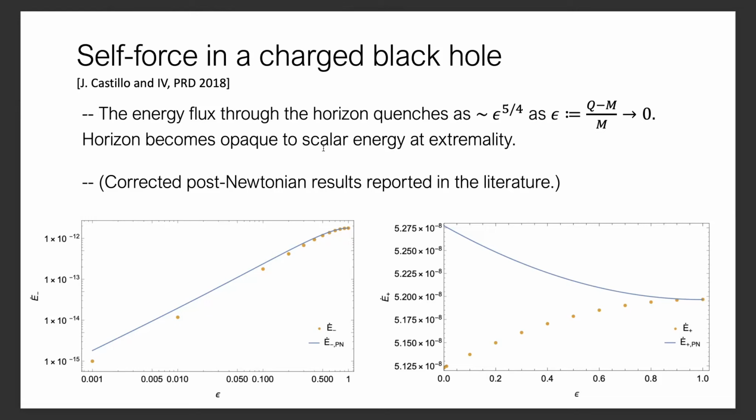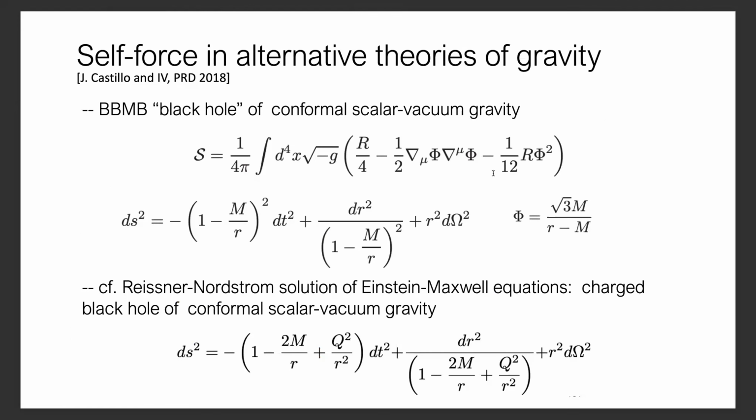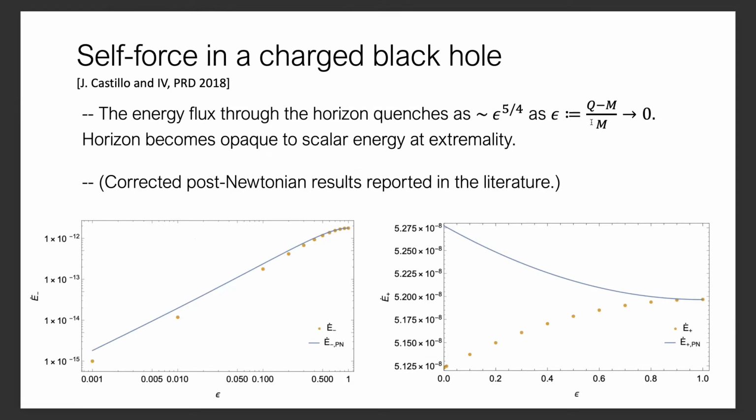So we have here a black hole, and you have a scalar charge essentially moving around it. And what we noticed was that as this epsilon, which is an extremality parameter, so it measures basically how far away from being an extremal black hole this black hole is. So when Q equals M, this exactly becomes the BBMB black hole that I showed you here. So it basically represents the deviation away from that solution.